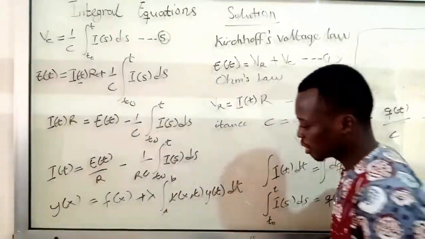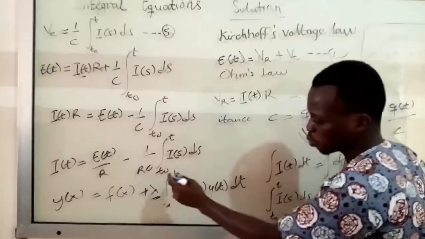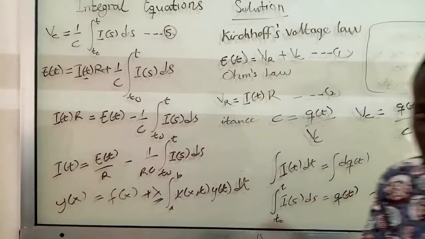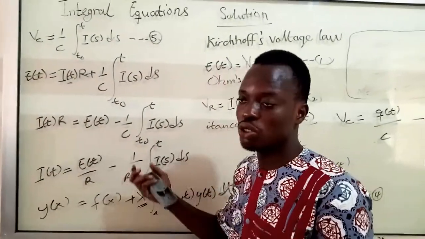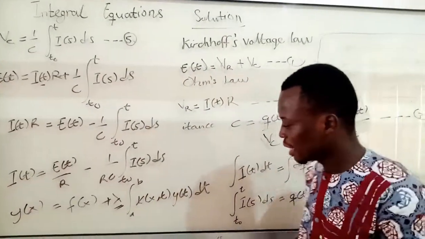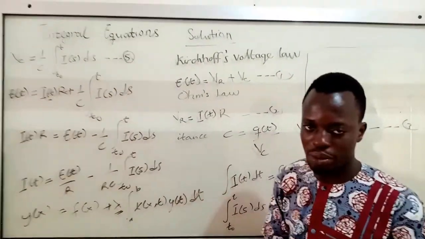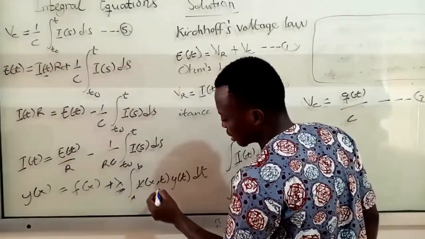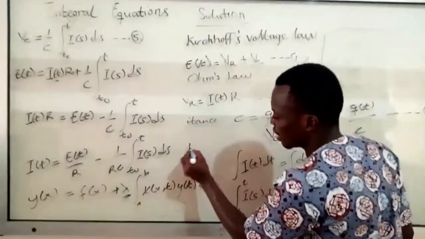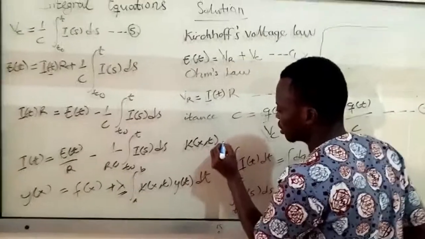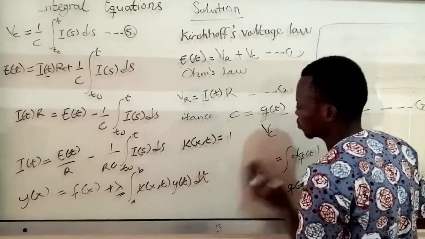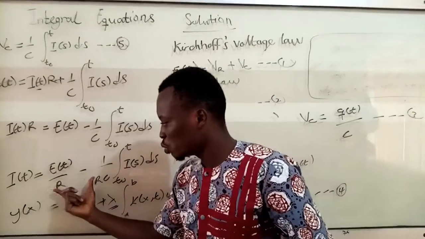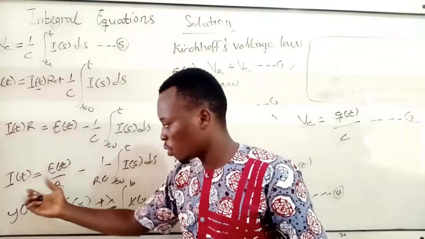And the investigative parameter corresponds to this side: minus 1 over RC is our investigative parameter. It is introduced to check the variation of the problem. And t naught to t is the limit of integration. And the kernel K of s, t in this equation is equal to 1. So this makes this equation an integral equation for current.